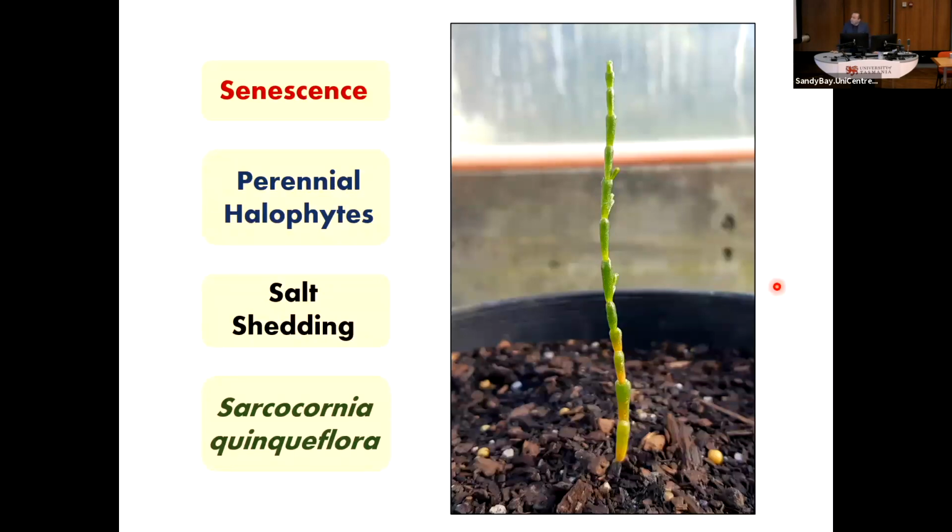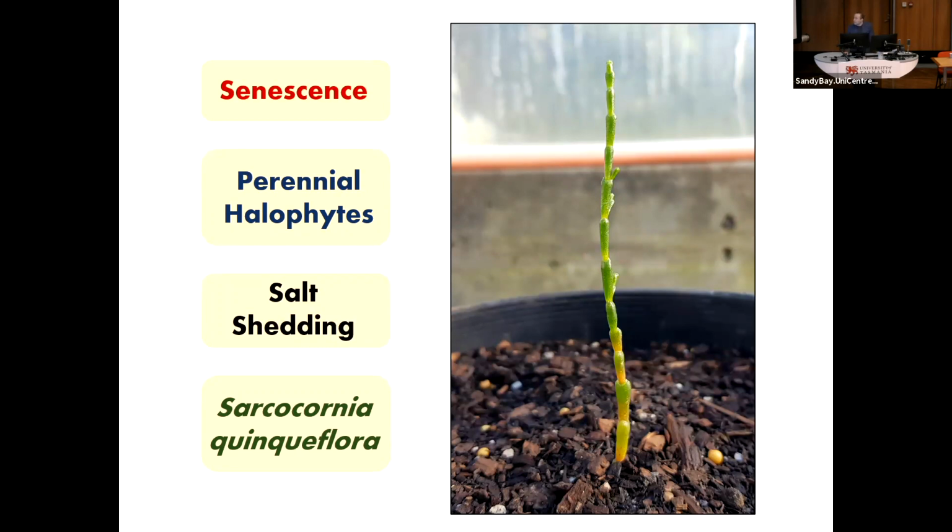So senescence of plant tissue is an important developmental trait that enables an evergreen or a perennial to retrieve, recycle, and remobilize nutrients from older to younger or upcoming seed tissues. Perennial plants seem to utilize the process to discard excess salt being accumulated in their outer tissues through salt shedding. One of these perennial plants is called Sarcocornia quinqueflora. Sarcocornia quinqueflora is a succulent halophyte.